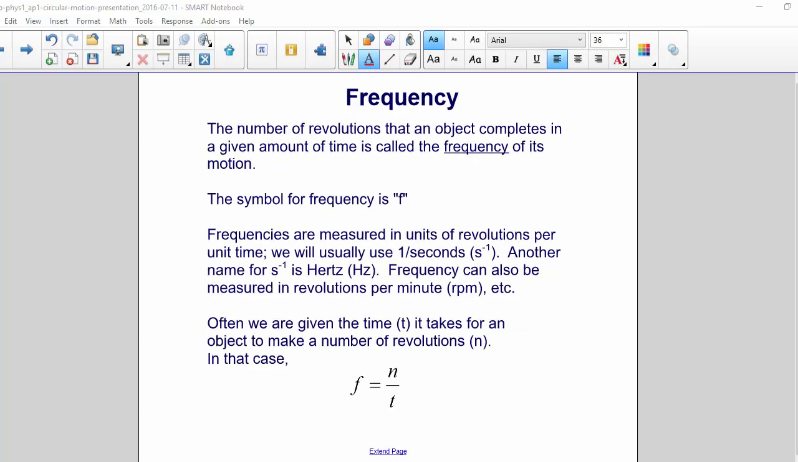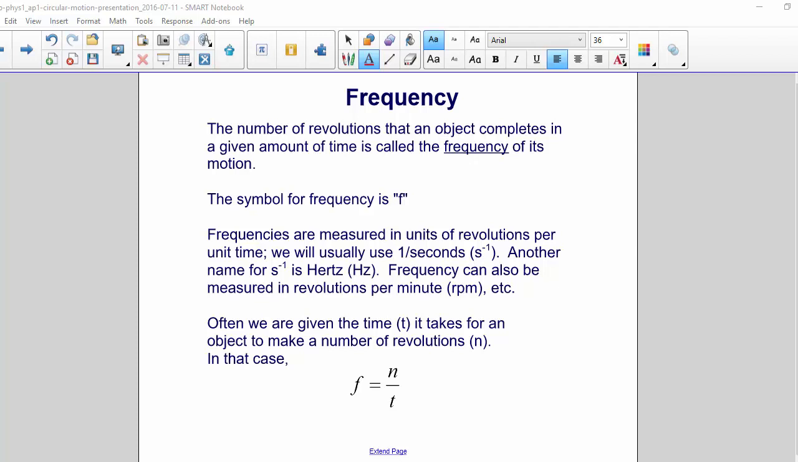The number of revolutions that an object completes in a given amount of time is called the frequency of its motion. The symbol for frequency is lowercase f. Frequencies are measured in units of revolutions per unit time. We will usually use 1 over seconds, or seconds to the negative 1 power. Another name for this is hertz. Frequency can also be measured in revolutions per minute or second, etc.